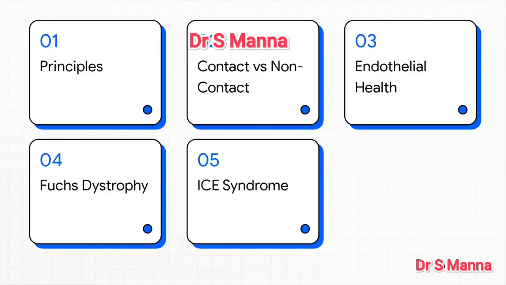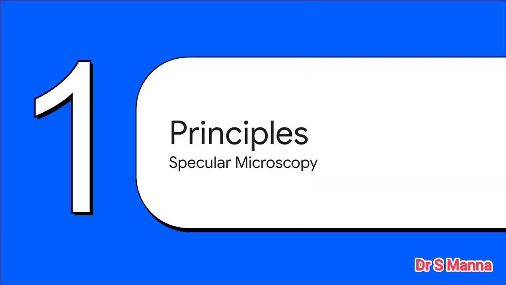Our clinical review today is broken down into 5 key areas. We'll start with the principles of specular microscopy, then compare contact versus non-contact instruments. After that, we'll cover the markers of endothelial health, move on to identifying Fuchs's dystrophy, and finally wrap up by analyzing ICE syndrome. All right, let's kick things off with Section 1, the principles of specular microscopy.